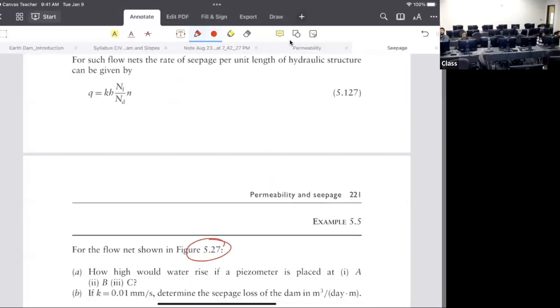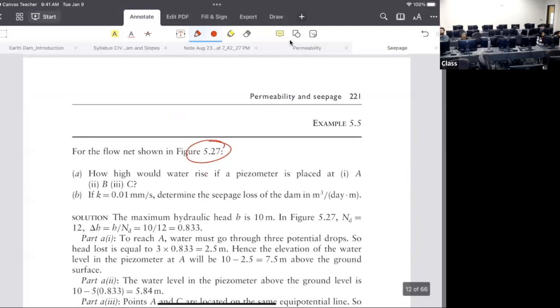So if we take those numbers, first of all, what is the height the water rises in the piezometer at A, B, C? And if K equals this, then what is the seepage loss?